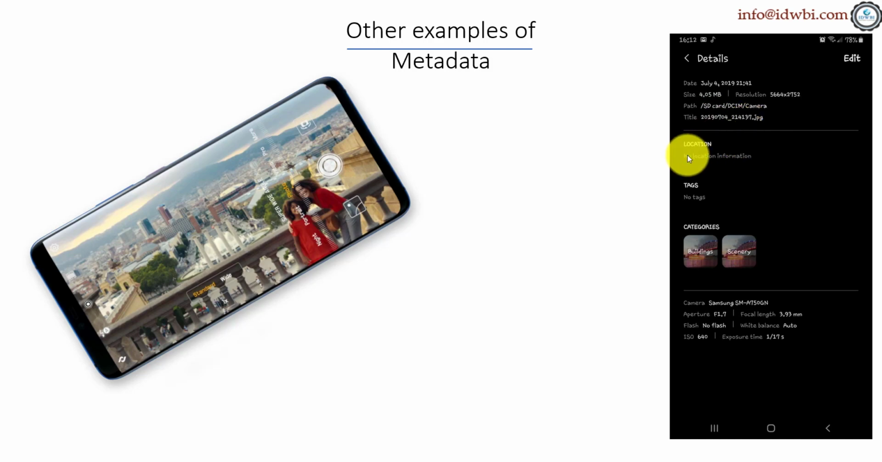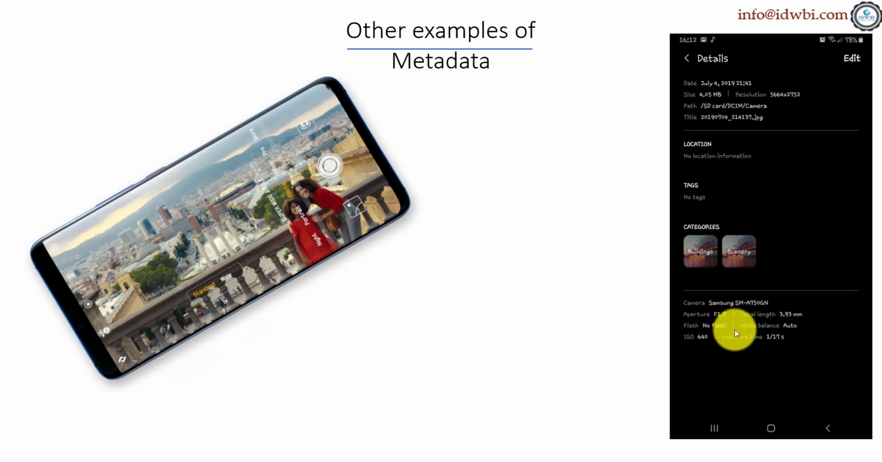Location, if you have enabled the GPS or the location identification on your phone, it would show you that. There are some tags, and these tags are automatically captured based on the location you are in, and on different aspects which are coded for that particular phone or operating system for it to capture. And then you can see that there are categories which it has automatically identified. It has identified that there is a building, there is scenery, and then there is a camera which shows what kind of phone that is, and then the aperture, the focal length, flash.